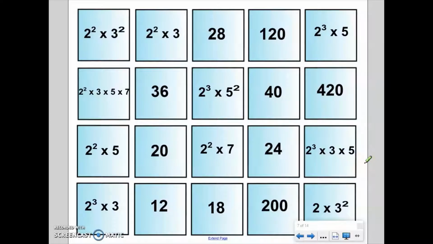Okay, so this is your next task. On the screen, I have placed 10 numbers and I've placed 10 prime factorizations. For each of the numbers, I would like you to match it up, pair it up to the prime factorization that represents that number. You can approach this task in any way you want. You may want to use factor trees, or you may be able to pair them up in another way. Okay, could you pause the video at this point and go ahead and match up all 10 questions?